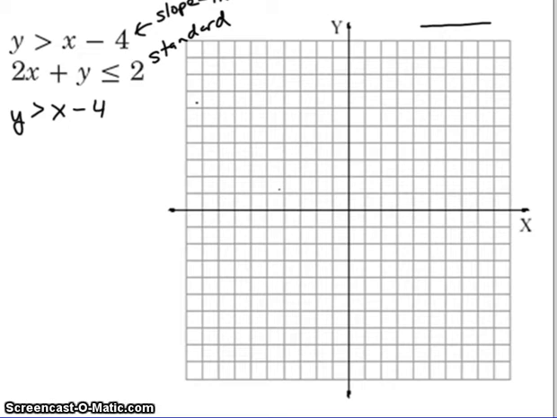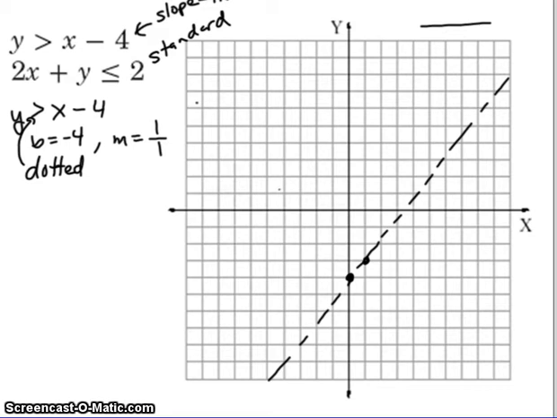So we plot b. b in this case is negative 4, and our slope is 1, or 1 over 1. So negative 4, 1 over 1, so we go up 1 from our negative 4 over 1. Is it a solid or dotted line? It's going to be dotted. So we're going to draw a dotted line through these 2 points.